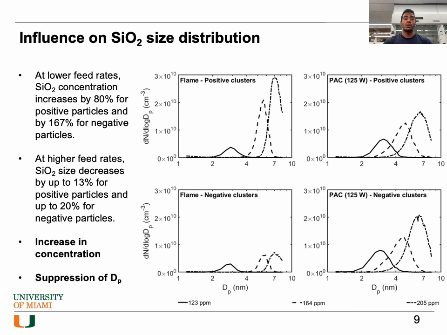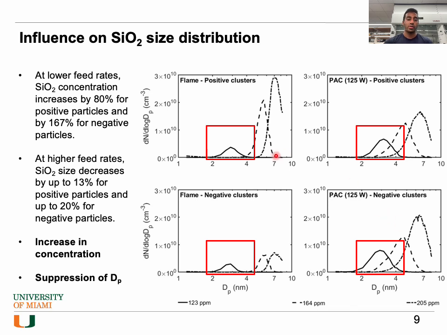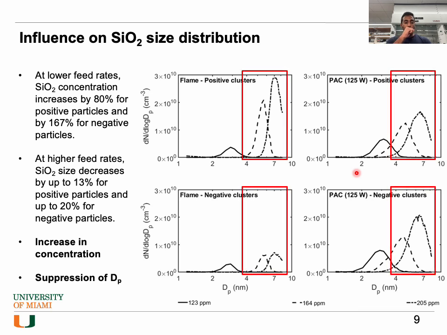And then we look at the influence of corona discharge on size distribution of silicon dioxide particles. Again, for low precursor feed rates, for positive particles and negative particles, we see an increase in concentration, and this increase in concentration is higher for negative particles. And for larger precursor feed rates, we see the dP shift towards the left, towards smaller sizes, and this decrease is by 13% for the positively charged clusters and 20% for the negatively charged clusters.